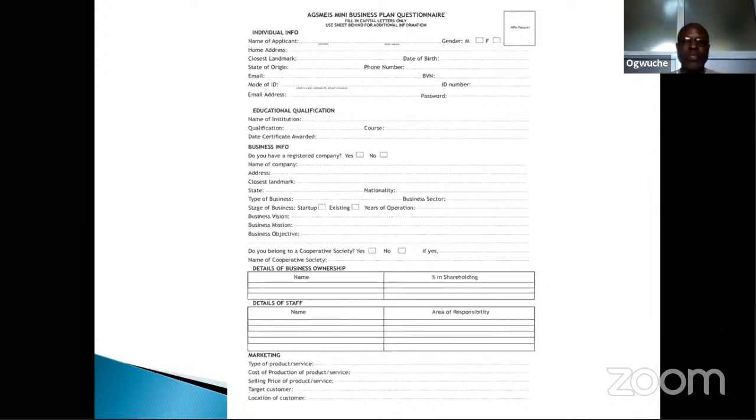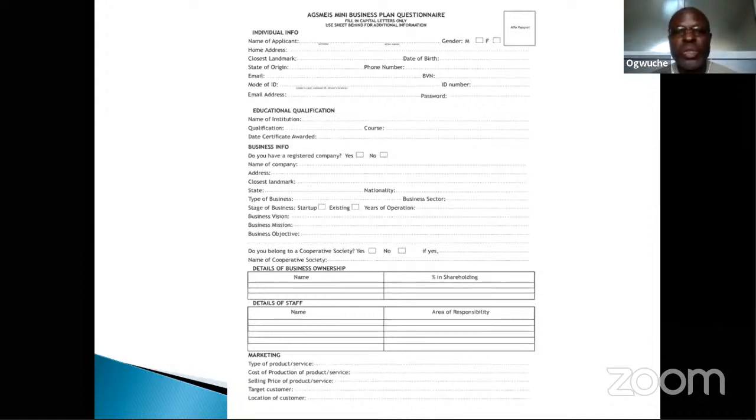So, mode of identification. What mode of identification do you have? Is it national ID, international passport? Is it driver's license? Is it voter's card? These are the main modes of ID we have in Nigeria. And then, of course, the ID number. Every mode of identification has a number, so you give us that one. Email address, we've talked about that. The password, you can leave the password out for now.